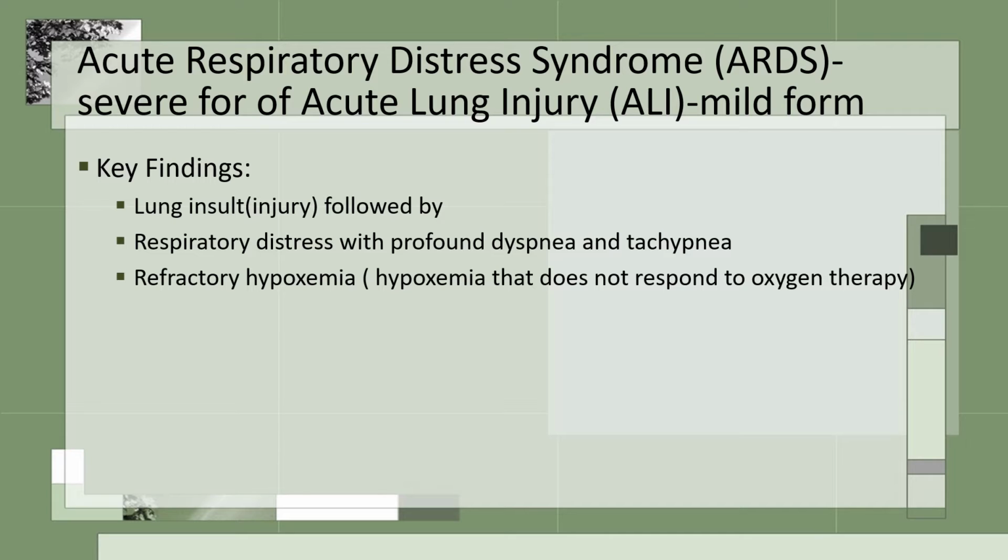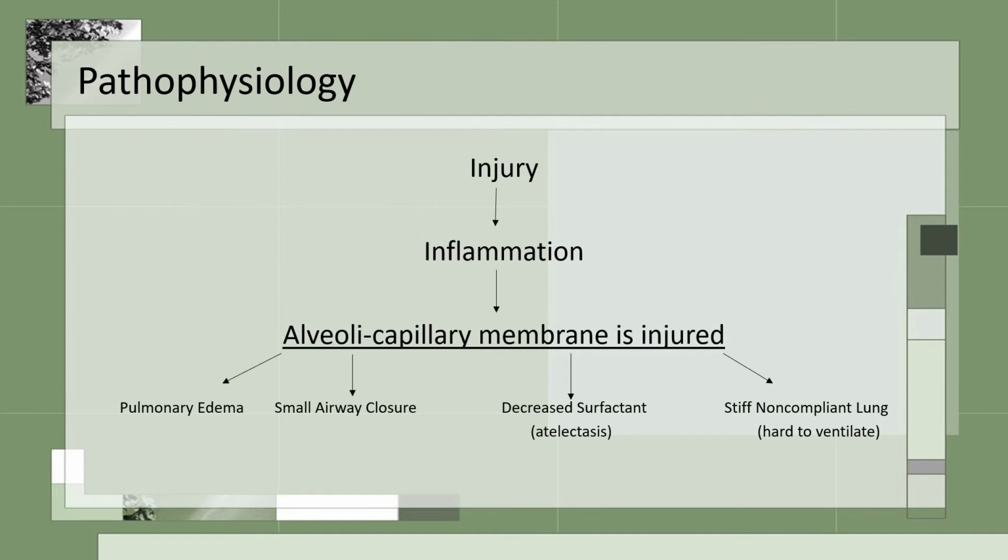So next we're going to talk about acute respiratory distress syndrome, or ARDS, or acute lung injury. So basically there is a lung injury followed by respiratory distress with profound dyspnea and tachypnea, and they also have refractory hypoxemia. This is hypoxemia that does not respond to oxygen therapy. The pathophysiology of ARDS is basically injury, then it goes to inflammation, that alveoli capillary membrane is injured, which results in pulmonary edema, small airway closure, decreased surfactant, and that's atelectasis, and then stiff, non-compliant lungs. They're very hard to ventilate.